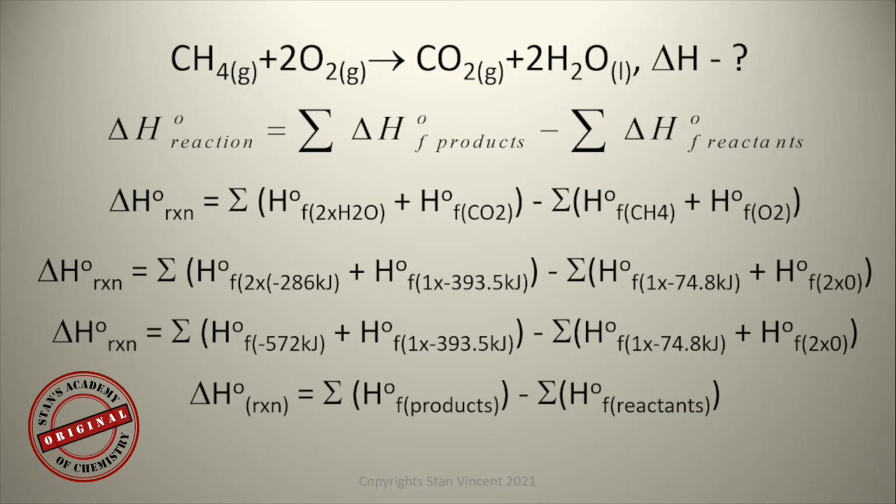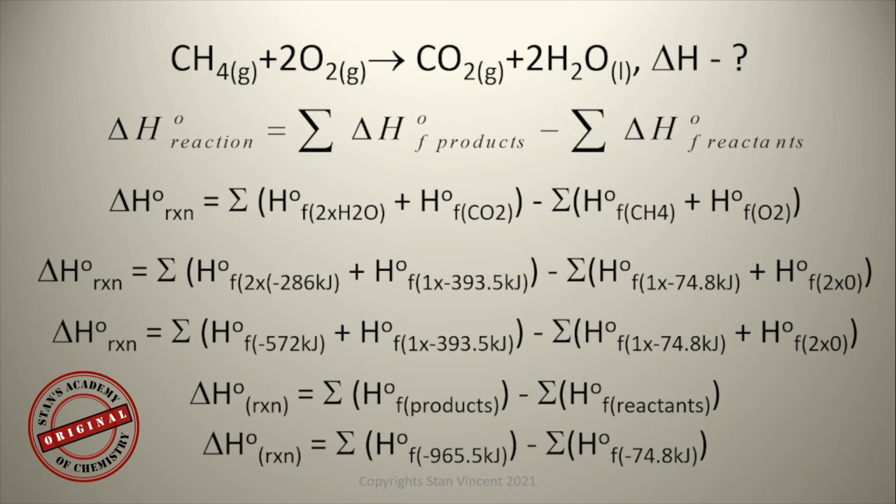So we're going to apply this equation, delta H0 reaction. We will add up the enthalpy changes for water and carbon dioxide on the product side. That value becomes minus 572 plus minus 393.5, which gives us minus 965.5 kilojoules as the enthalpy change of the products. And the enthalpy change for the reactants would be minus 74.8 kilojoules because oxygen is 0.